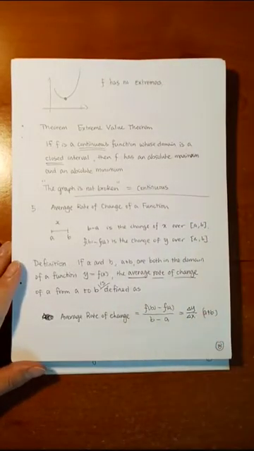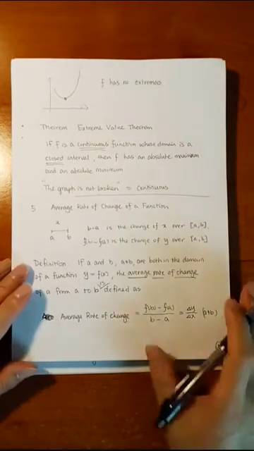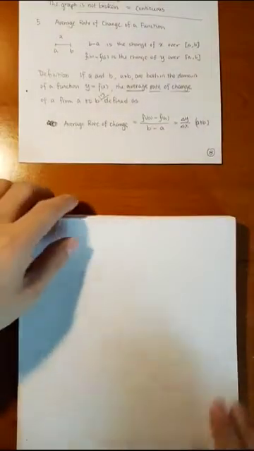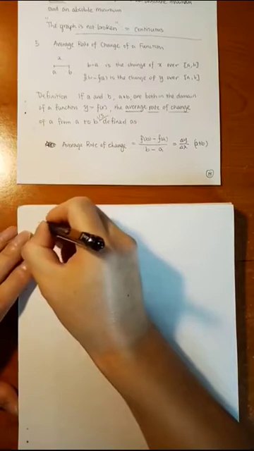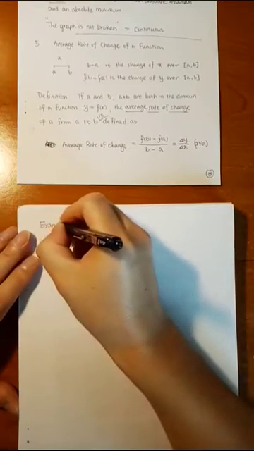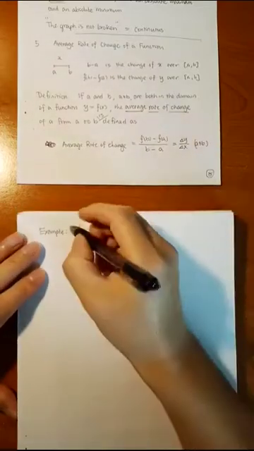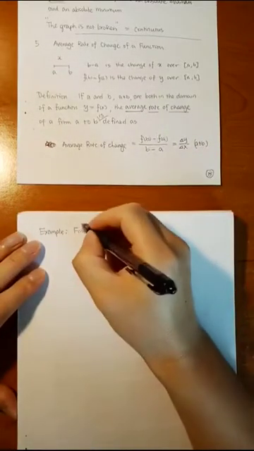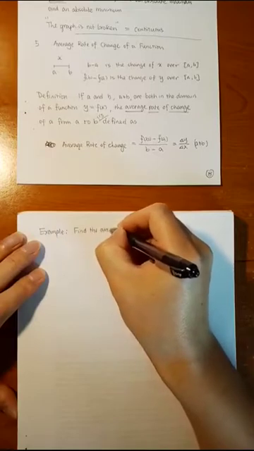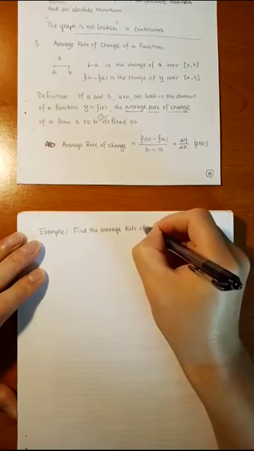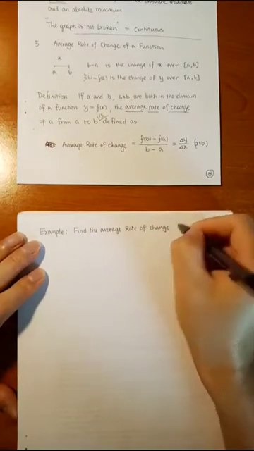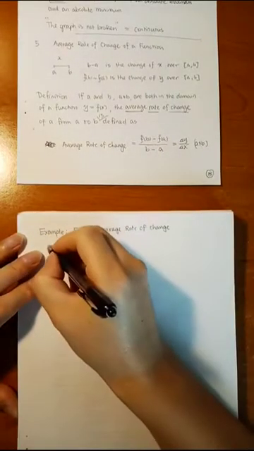And this delta y is the change in y, okay? Well, that's a definition. Let's see how we do computation based on the definition. Find the average rate of change.